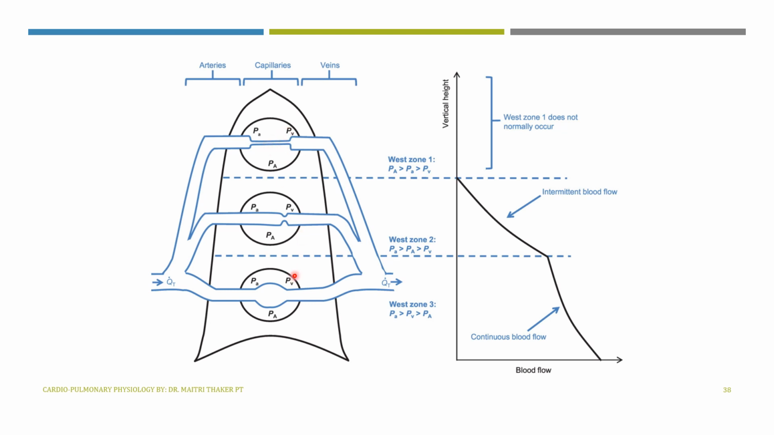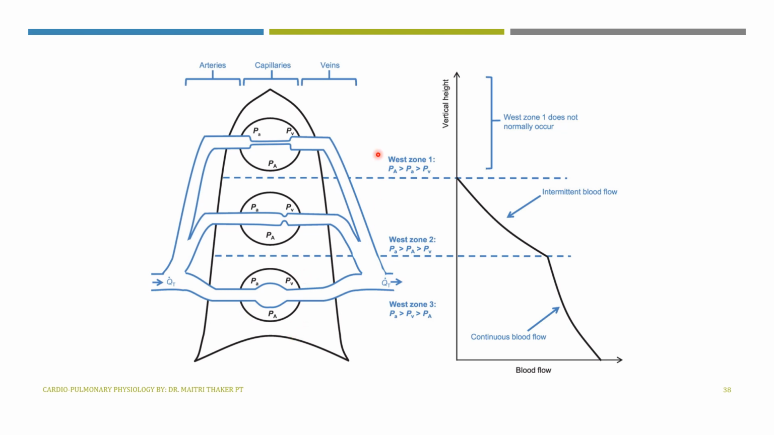Now in zone 2, there will be enough blood as well as enough air, so both will be in equal amount. And at the base, there is zone 3, where there will be more blood and less air. That is due to the effect of gravity. So here perfusion will be high, but ventilation will be low.